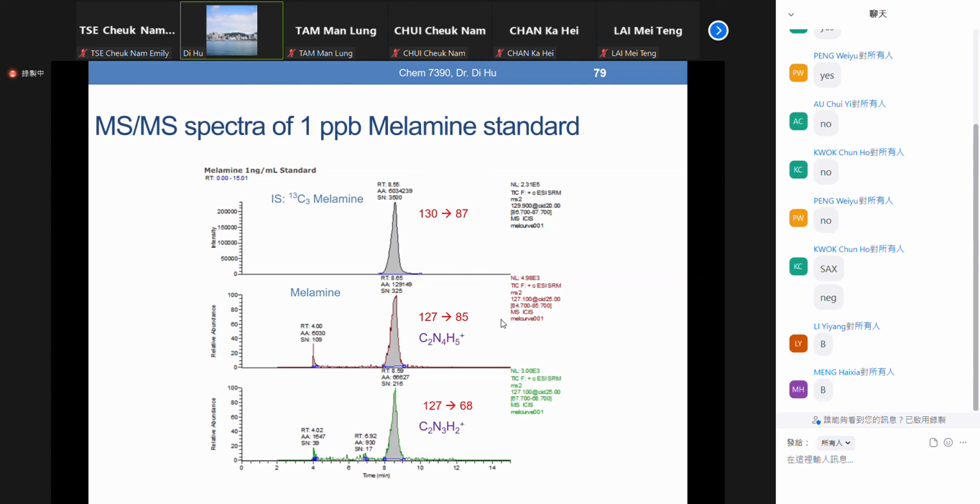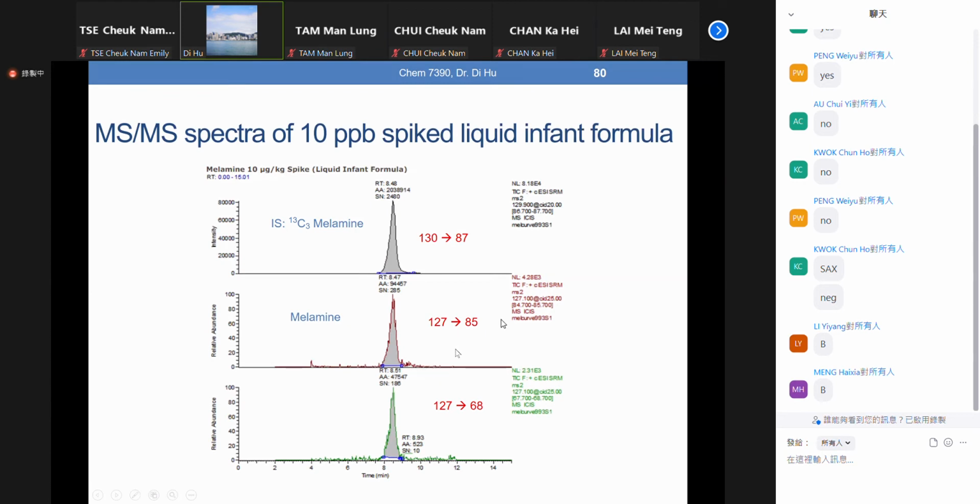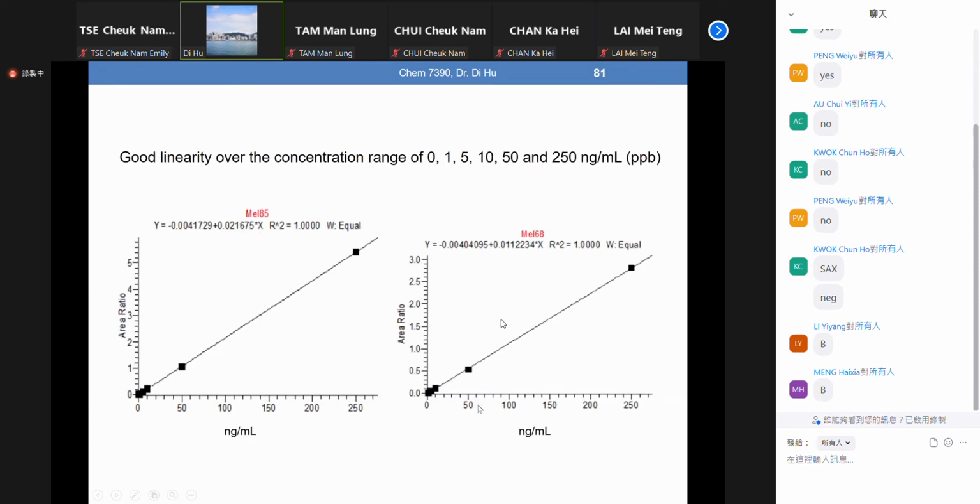And then it shows the mass spectrum of a 1 ppb melamine standard, and this is the carbon 13 labeled one. You can see the signal to noise ratio. For melamine at 1 ppb, it is already pretty okay. You can clearly see the signal to noise ratio, right? And for 10 ppb spiked infant formula, we can also see it, and there is good linearity for that one.